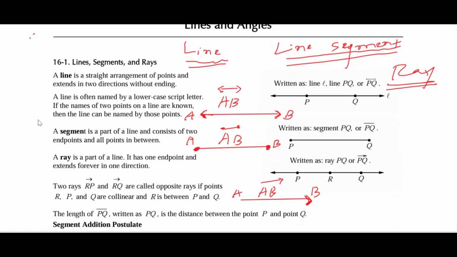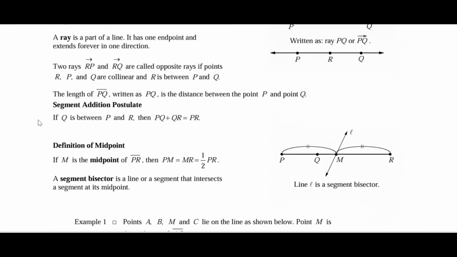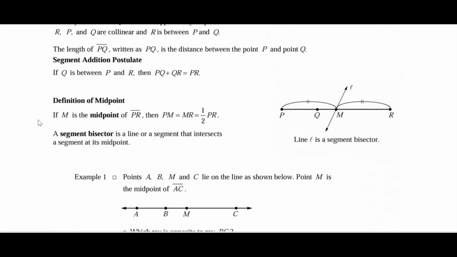Now the next thing we read today is the segment addition postulate. So what is the segment addition postulate? For example, we have a line segment in this way. This point is P and this point is R, and we have a point on that line segment. If we have a point here, that point is represented by Q.